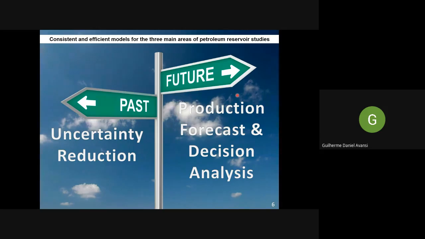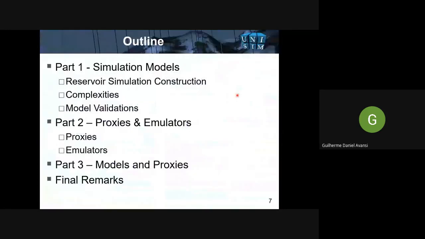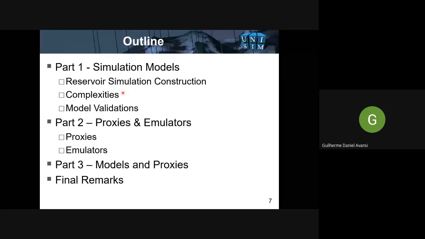So let's go to the next slide. That is the outline of this class today. So the outline is I will present the simulation models, more related to how we build the simulation models. I will present a little bit about complexities and also model validations.